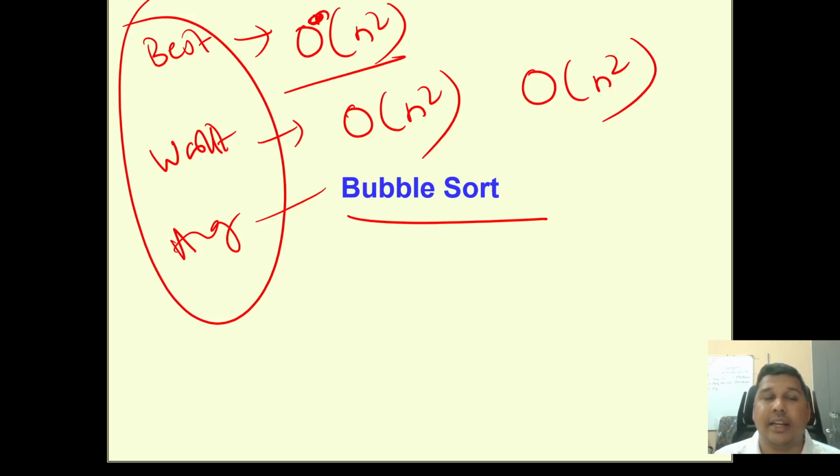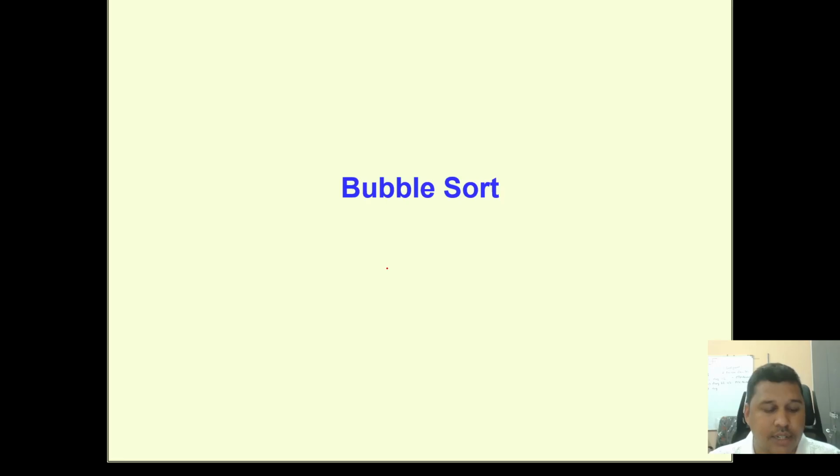Why? Whether it is sorted or not sorted, the algorithm will run. There is no way to reduce the number of iterations. There is no check in this algorithm. We have no strategy to avoid doing iterations if the elements are already in sorted order. It will keep verifying it. That's why the best, worst, and average cases, it is order of n square. Right? This is about the bubble sort technique.